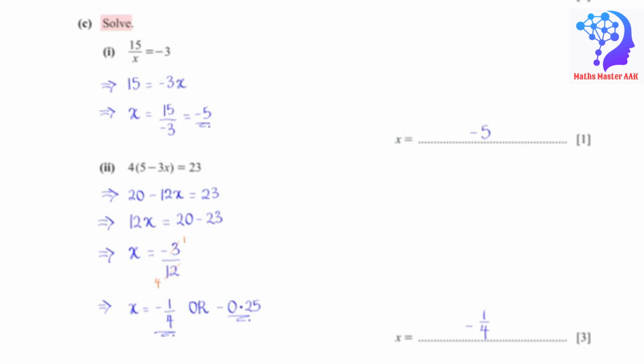Solve 4 times 5 minus 3x is equal to 23. When we expand the brackets, 4 times 5 is 20. 4 times negative 3x is negative 12x. When we group like terms, we have 12x is equal to 20 minus 23. 20 minus 23 is negative 3. When we make x the subject, we have x equals negative 3 divided by 12. This can further be simplified to give us x is equal to negative 1 over 4 or negative 0.25.